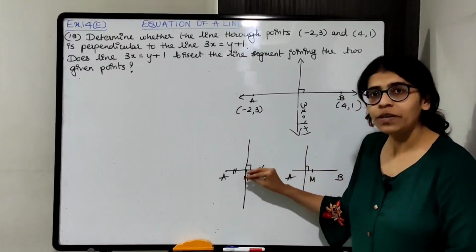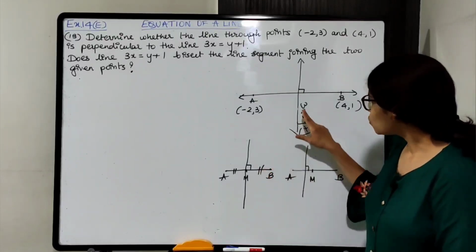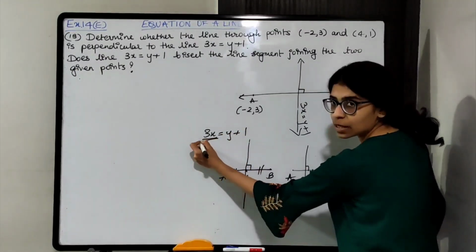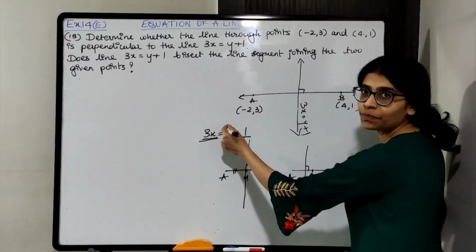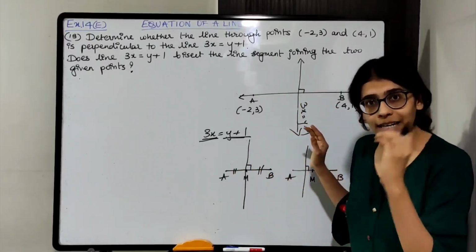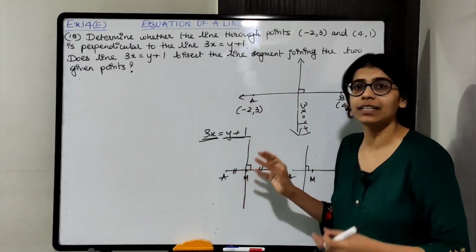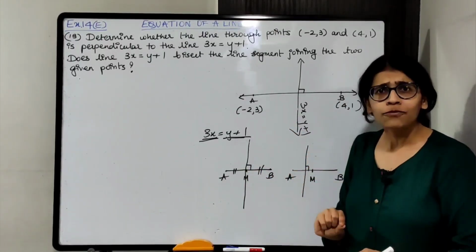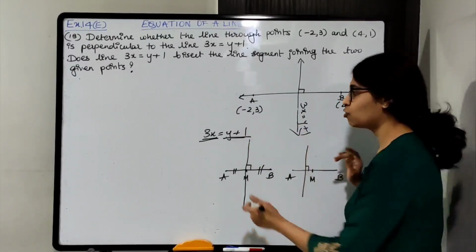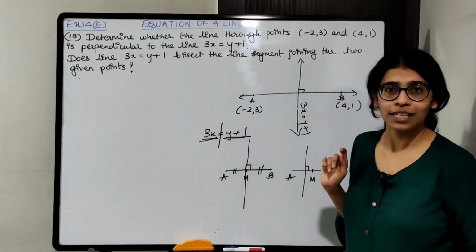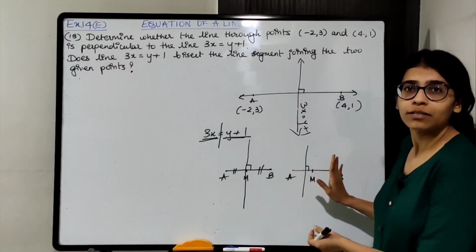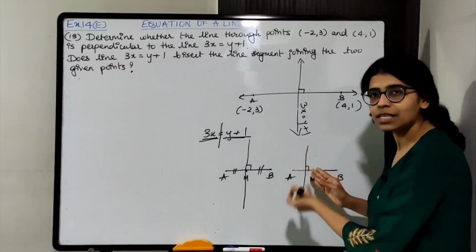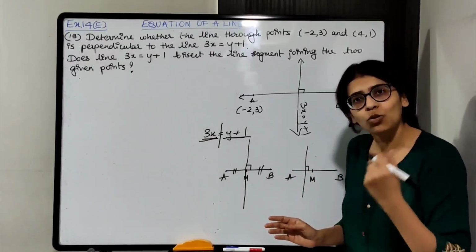So M का जो भी coordinates होगा, it has to satisfy the equation 3x equals to y plus 1. LHS में substitute करो x का value, RHS में y का value, and if you are getting LHS equal to RHS, then yes, M is lying on the line, that is the line is the bisector of AB. And if M is not satisfying the equation, अगर नहीं मिल रहा है LHS and RHS equal, then it is not the bisector of AB. That is M ये लाइन पे नहीं लाई कर रहा है, that is लाइन इससे पास ही नहीं हो रहा है. लाइन मिड पॉइंट से पास होगा तो ही बाइसेक्ट कर रहा है.